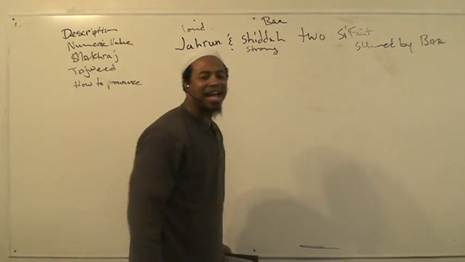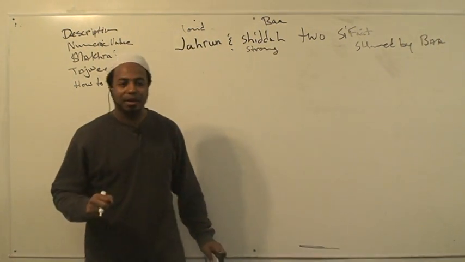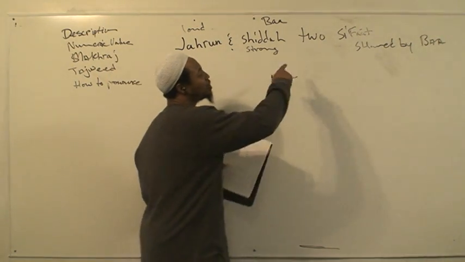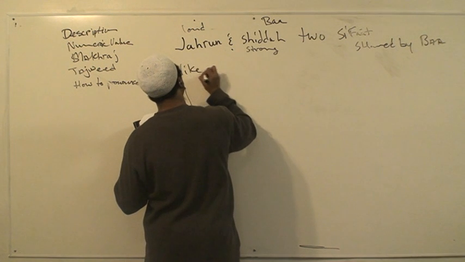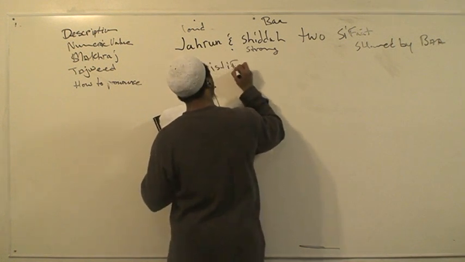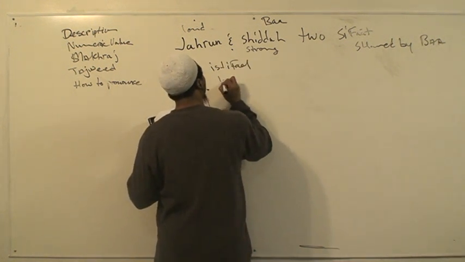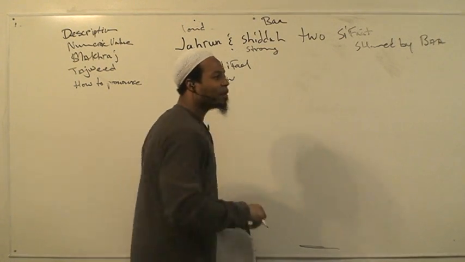Everybody say ah. Now everybody say ba. You see, you have to do it loud and strong. These are two sifat shared by ba. Like istifal, just like istifal. Everybody say istifal, which means to be low. Okay? Everybody say it means to be low.